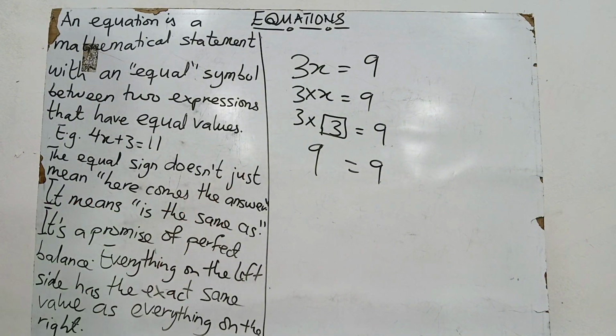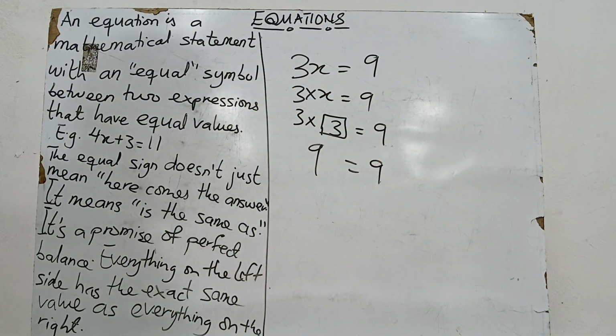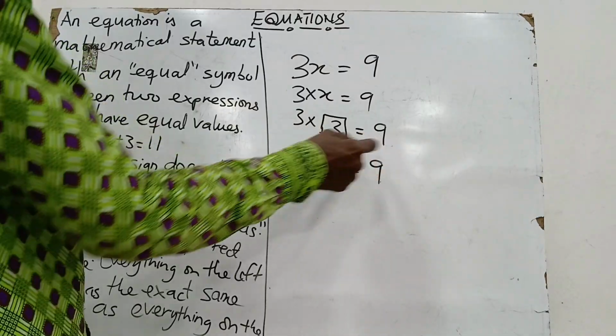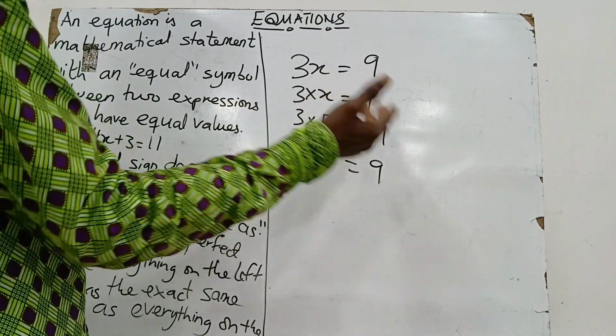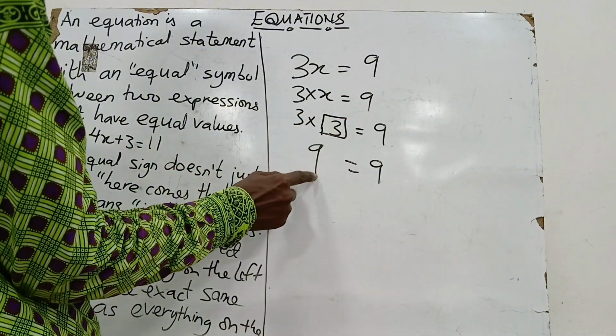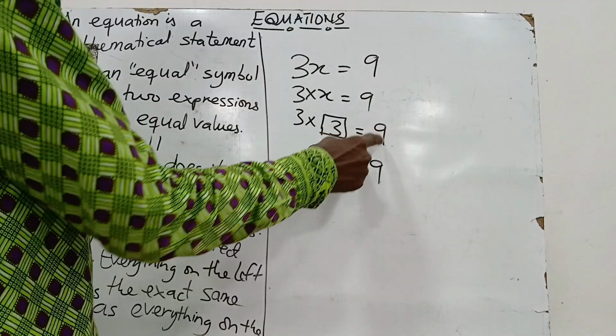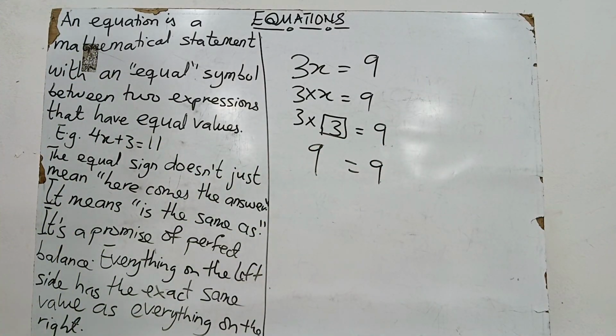So it's a promise of perfect balance. Are you okay? Everything on the left side has the exact same value as everything on the right side. That is what I've explained. 3 times box to give us 9. For us to satisfy this, we need to have 3 in the box. So over here, 3 times 3 is what? 9. And over here we have 9. I hope we are following. Great.